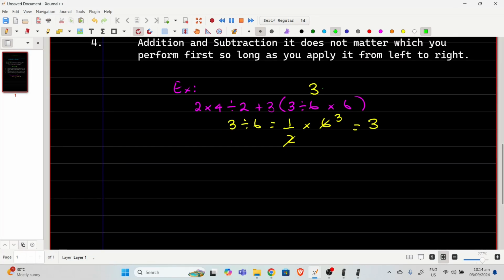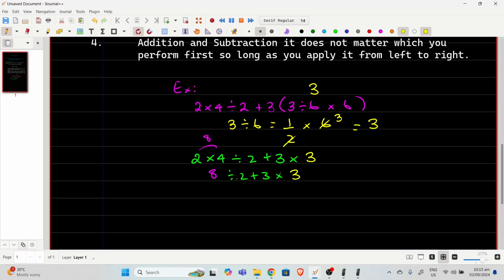And when I rewrite the entire thing, I will have 2 times 4 divided by 2 plus 3. That open bracket there is a multiplication, and we have 3 inside of that bracket, so I'm just going to replace that with a 3. And then moving from left to right again, I have divisions and multiplications occurring all over the place, but I have to apply it from left to right. So 2 times 4 is 8. I put that 8 first, and then I put down the rest. Divide by 2 plus 3 times 3, and this 3 came from the bracket.